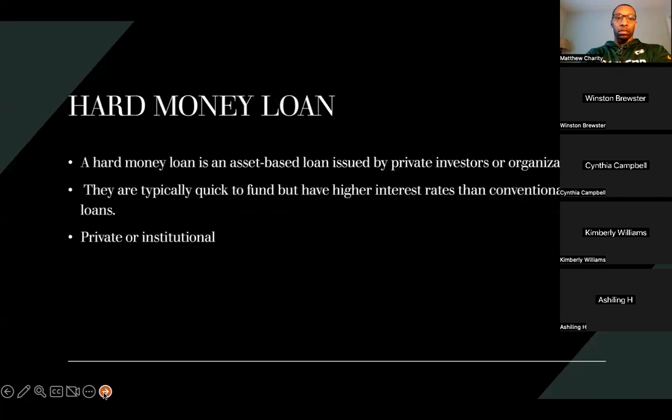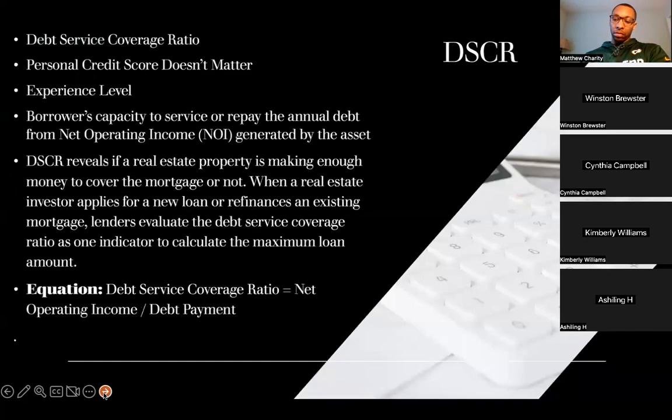A hard money loan, we already discussed this a little bit earlier. And advantages of these is that they're typically quick to fund, but they have higher interest rates. And again, they can be private or institutional. DSCR, the acronym stands for debt service coverage ratio. With a DSCR loan, they don't care so much about your personal credit score. Some of them do still have minimums, but they're generally pretty low. They do care about your experience level. Again, it's not that they may not make you the loan if you are new. Some will and some won't. But you're going to have a higher interest rate until you build up some credibility and some relationship with the lender.